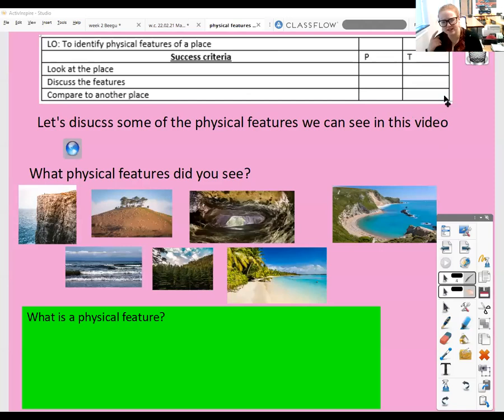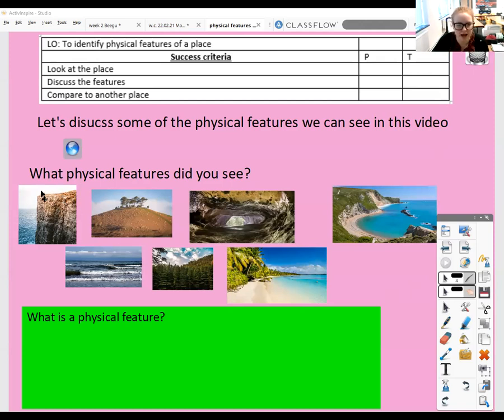So just take a second and think back about what we just looked at, what kind of areas we talked about, what features we saw. We've got some images here to prompt you. I'd like you to take a second, shout out at the screen, things you can think of, what physical features you saw and you can think of that may be around us. Okay. So let's have a look at this one.